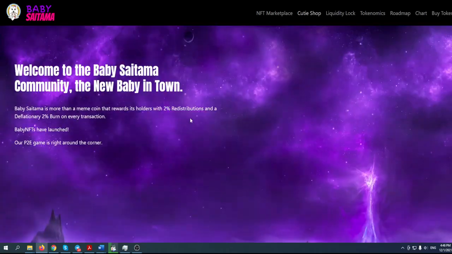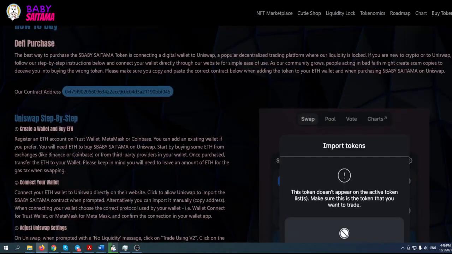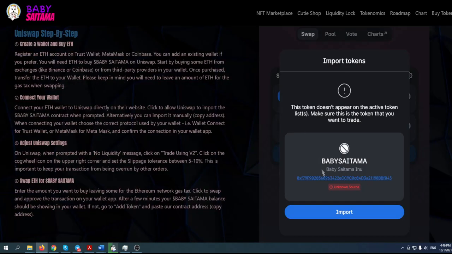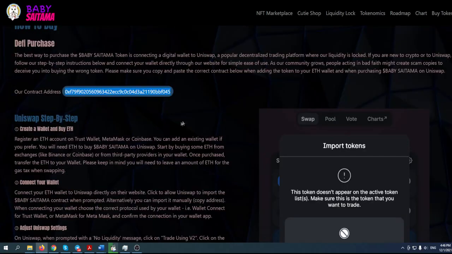And guys, that's it about this coin, this token. This is how you can buy it if you want. So just copy this contract address on Uniswap and make sure to choose Ethereum-based wallet. In my case, it will be MetaMask, but that's completely up to you what you're gonna do.